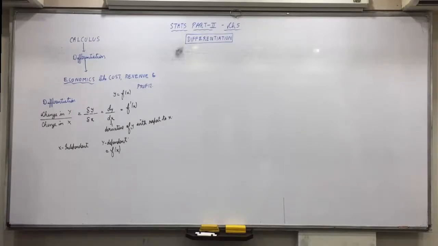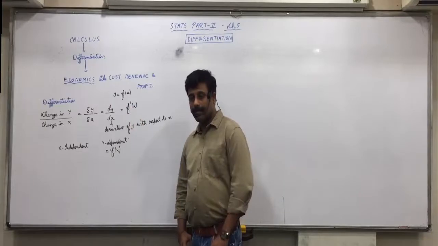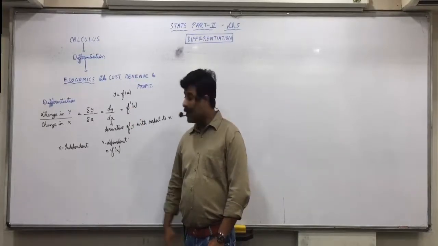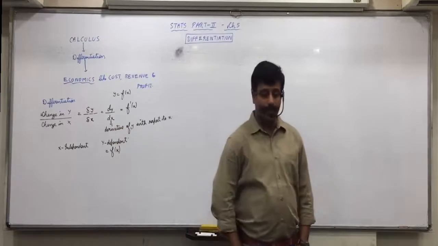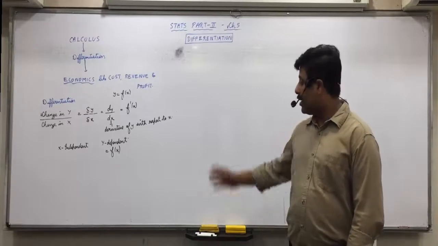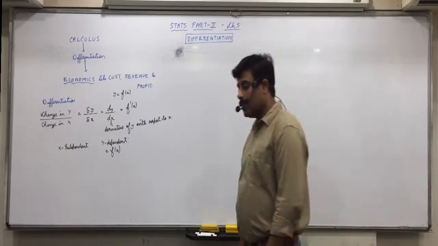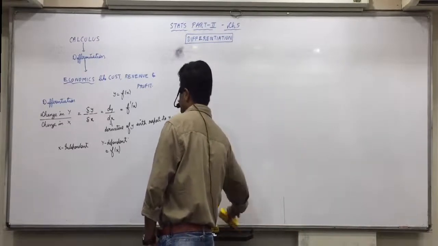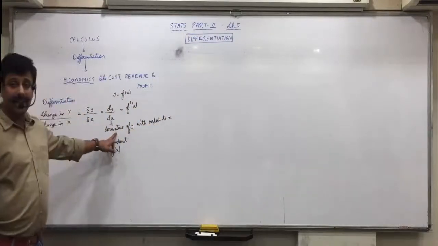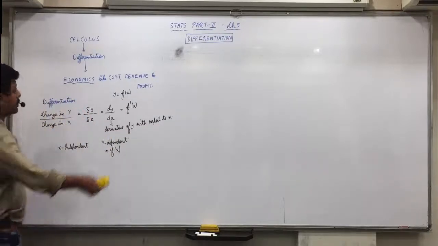Any confusion with this? So it is denoted as f dash x or dy by dx, and read as derivative of y with respect to x. Did everyone of you understand this?